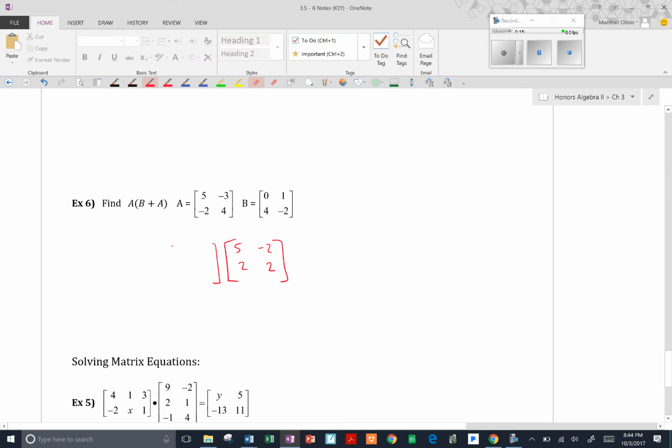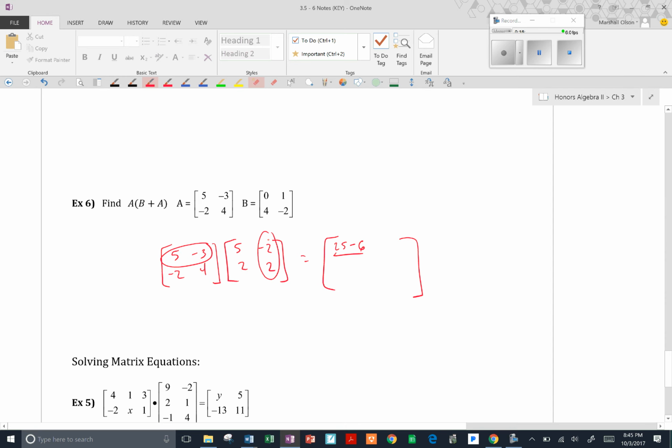Now, that's going to be multiplied by A. Make sure you put things in the right order this time. So the A is on the left. So you have 5, -3, -2, 4. So obviously we can do it. It's a 2 by 2 times a 2 by 2. All right. So first we're going to take that row times that column to get that spot. So we're going to have 5 times 5, which is 25, -3 times 2, which is -6.